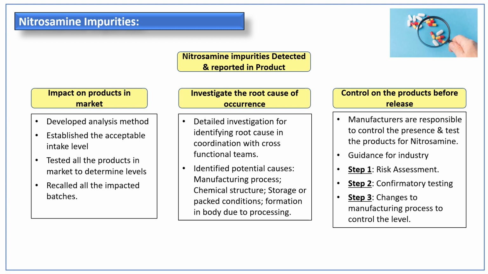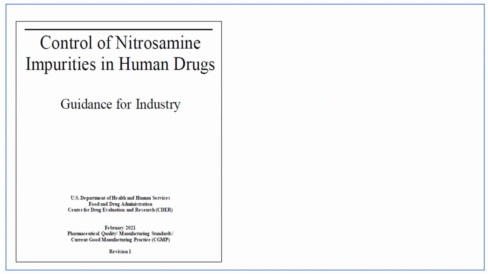And during that confirmatory testing, if the limits are identified to be high, then there have to be changes to the manufacturing process to control the level of the nitrosamine impurities. So these are the 3 steps that the guidance talks about. Moving to the first guidance, the control of nitrosamine impurities in human drugs, which was revised as revision 1 in February 2021.